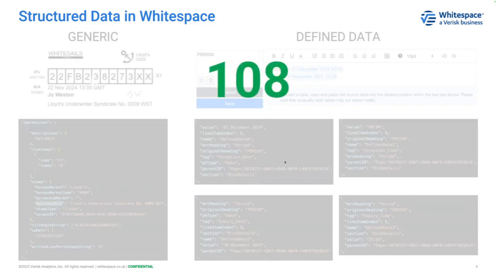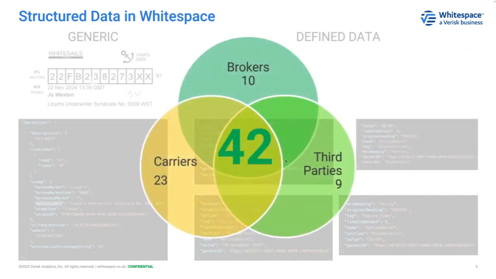We've got 108 APIs and we've got 19 customers in production today. We've also got 42 customers in the sandbox split amongst brokers, carriers, and third parties, as you can see there.